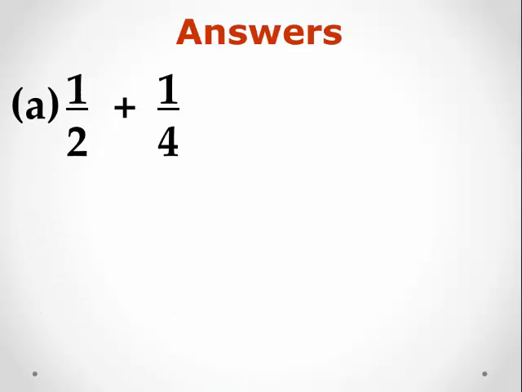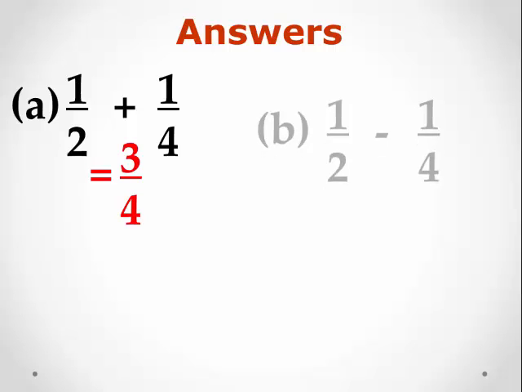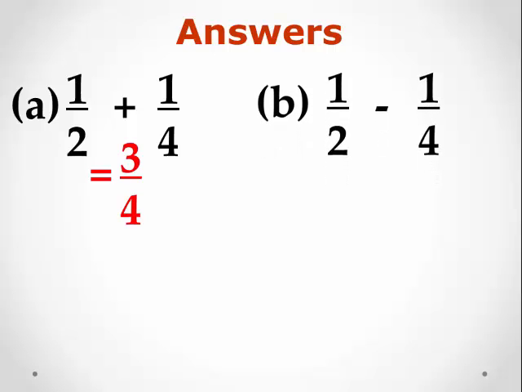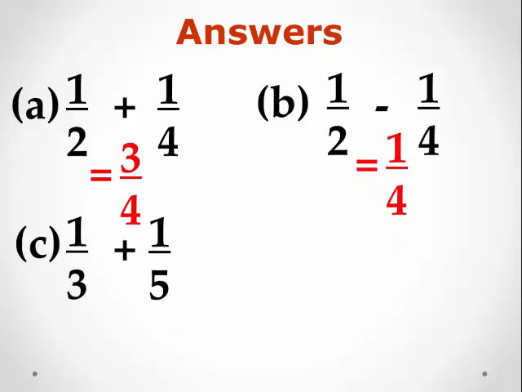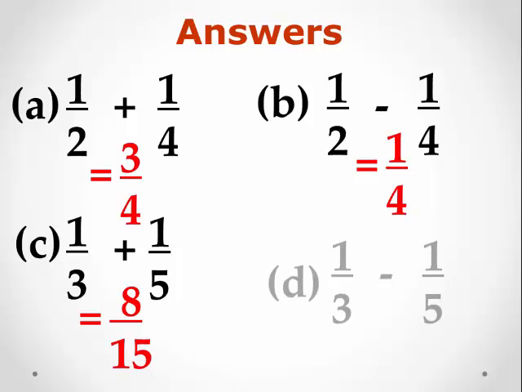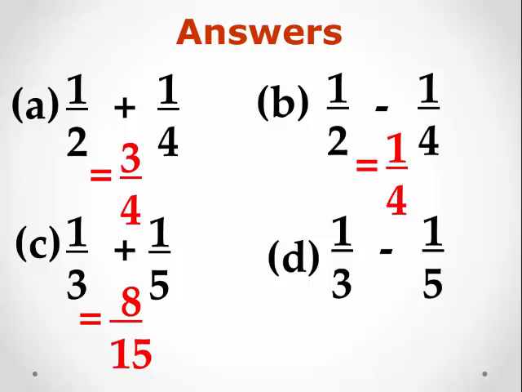So the answers to our questions: when you have 1 all over 2 plus 1 all over 4, your answer will be 3 all over 4. The B part: when you have 1 all over 2 minus 1 all over 4, the answer will be 1 all over 4. The C part: when you have 1 all over 3 plus 1 all over 5, your answer will be equal to 8 all over 15. And when you have 1 all over 3 minus 1 all over 5, your answer will be equal to 2 all over 15.